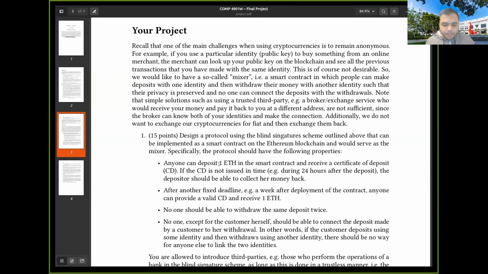Now, why do we want this? Generally, because of the privacy and de-anonymization problem that we have.